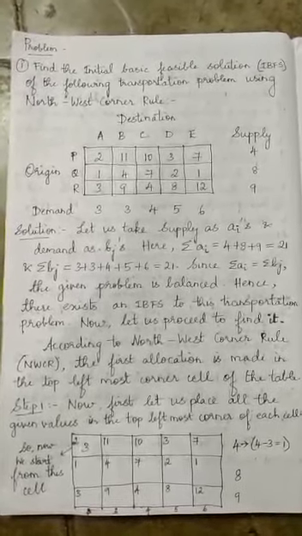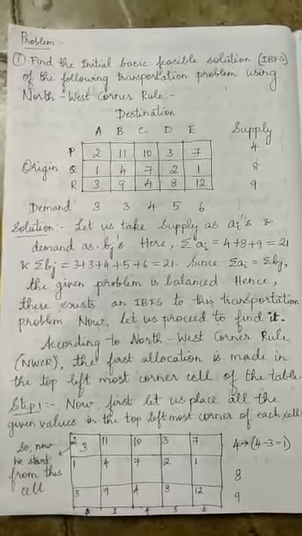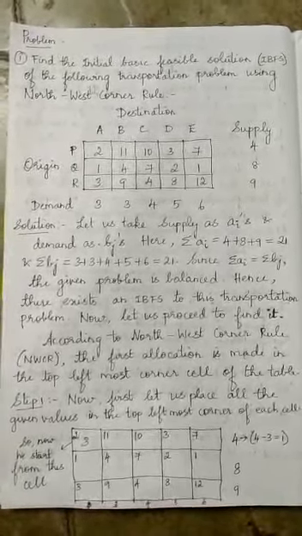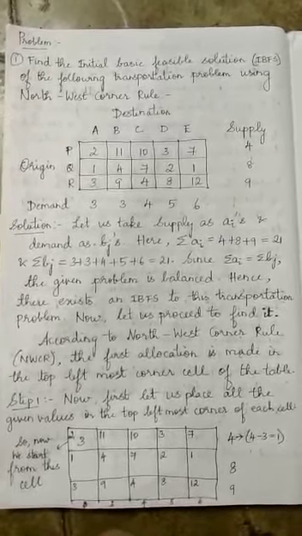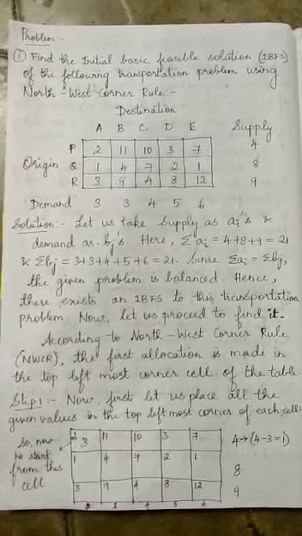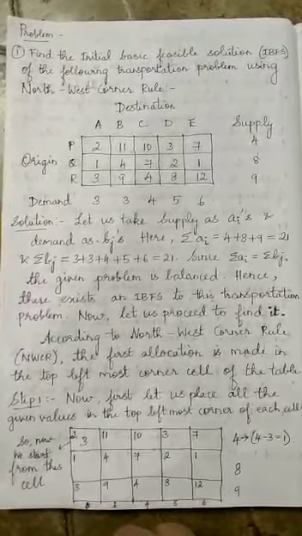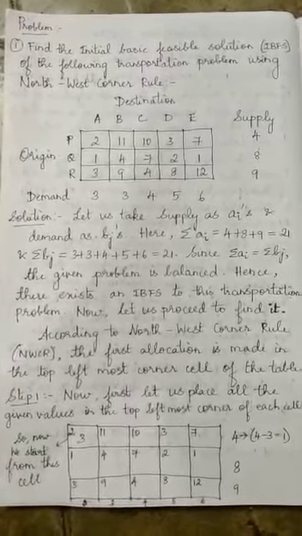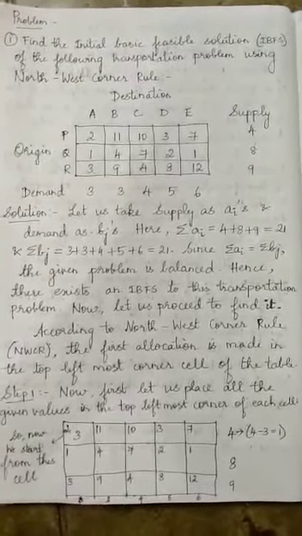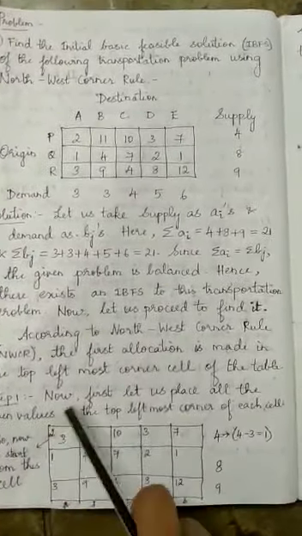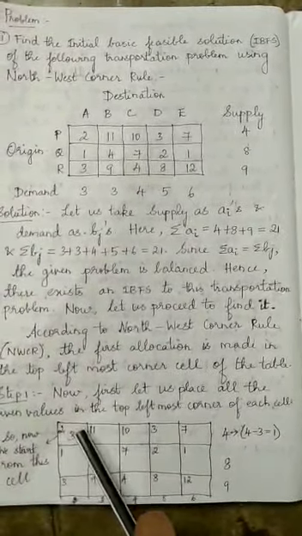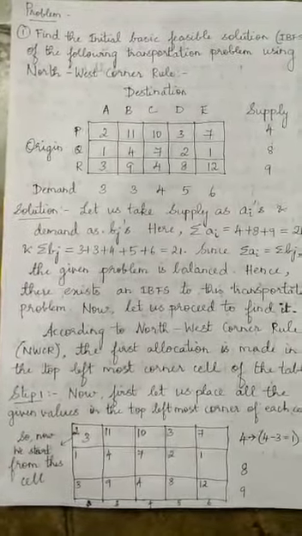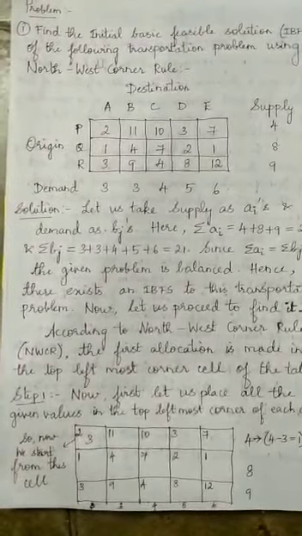According to northwest corner rule, NWCR, the first allocation is made in the top leftmost corner cell of the table. Step 1. Now, let us first place all the given values in the top leftmost corner of each cell inside the transportation table. So, the first work is to identify which is the northwest corner cell of the table. So, this is the northwest corner cell of the table with the value 2. So, we are going to start accommodating the values from this cell.